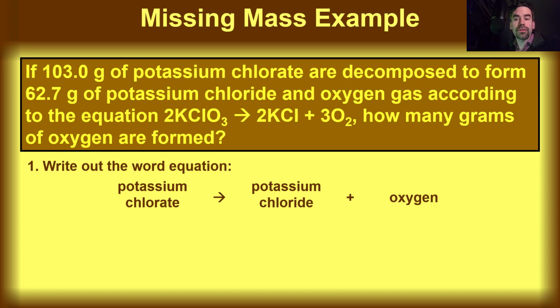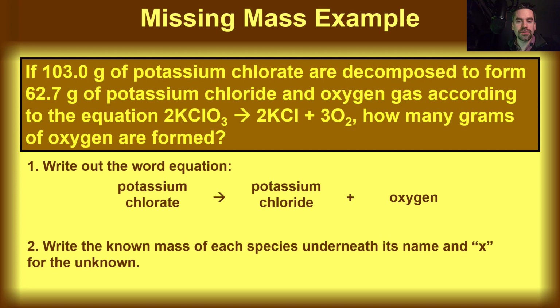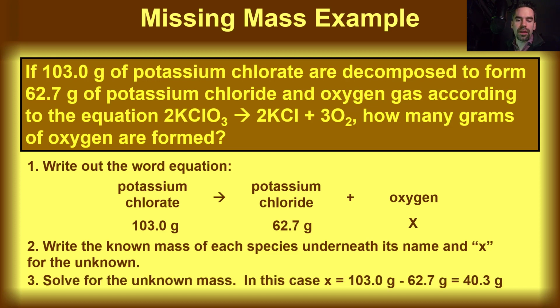What I do next is put the mass underneath each of the names and then put X for the unknown. So we have 103 grams for potassium chlorate, 62.7 grams for the potassium chloride, and X for the oxygen. Now we can treat this as a number equation, and we get 40.3 grams as our final answer. And this is what you do to solve missing mass problems.